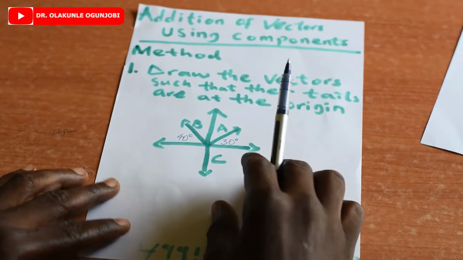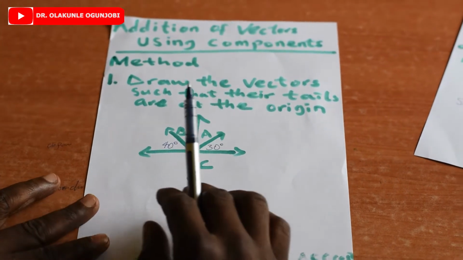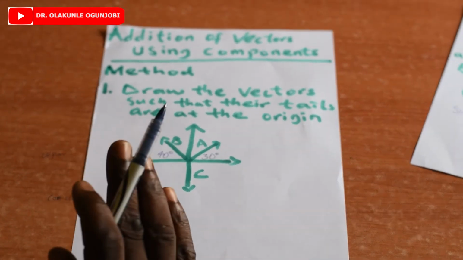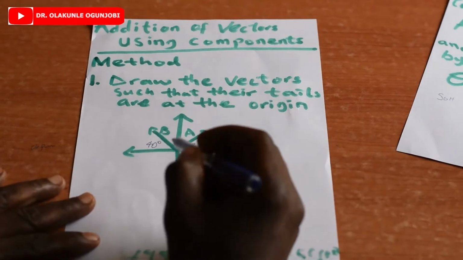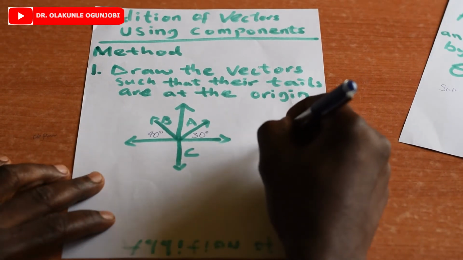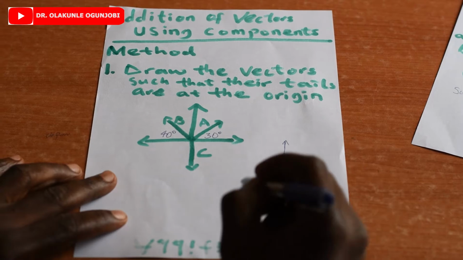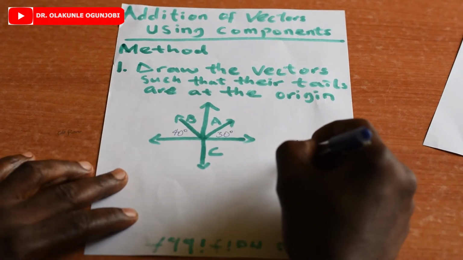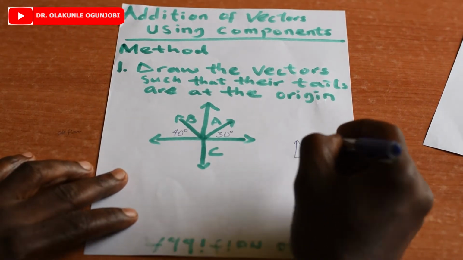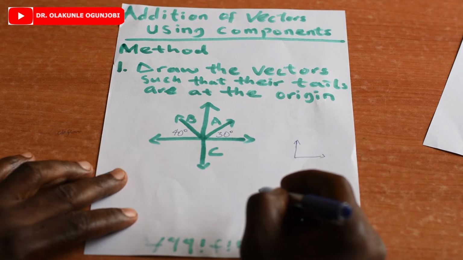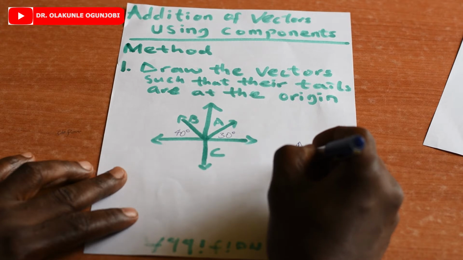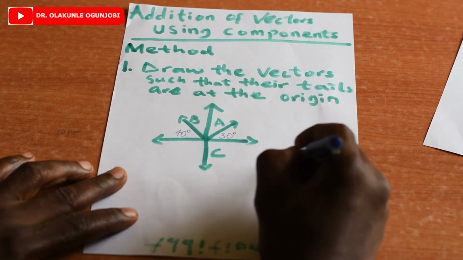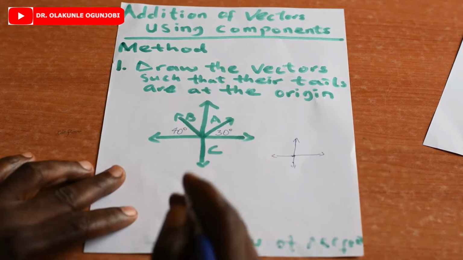Addition of vectors using components. And I'm going to follow this using 4 steps. Step 1, what you should do, you draw the vectors. Don't forget, this is a vector on its own. You draw these vectors such that their tails are at the origin. Don't forget, their tails must be at the origin.